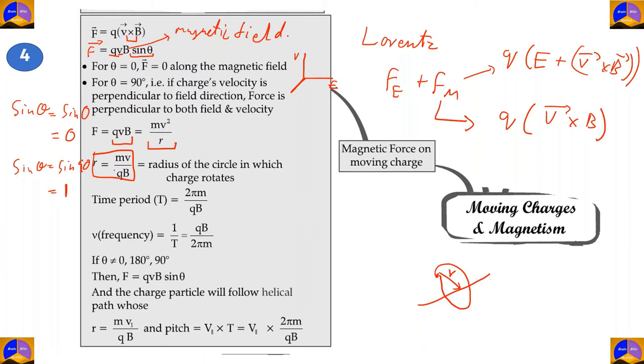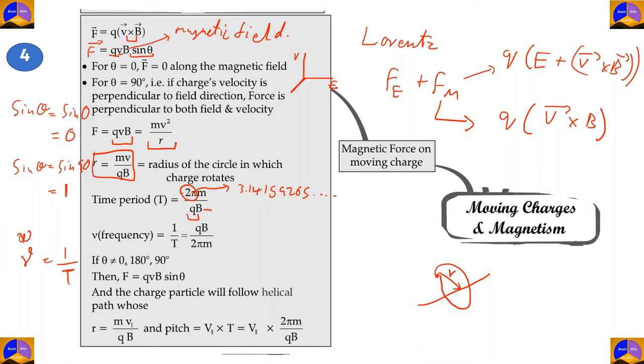Now, using this formula, we can get the time period of the rotation of a charge as 2 pi m divided by QB. Now, 2 pi is a constant, where the value of pi will be equal to 3.14159265, and it goes on. And m is the mass of the charge, q is the amount of charge in coulombs, and B is the magnetic field in teslas or gausses. Since the frequency is the inverse or the reciprocal of the time period, we would get frequency as QB by 2 pi m. Again, all the values remain the same.